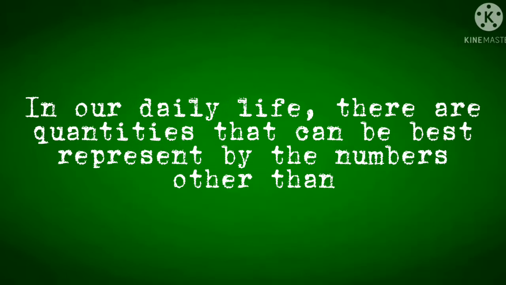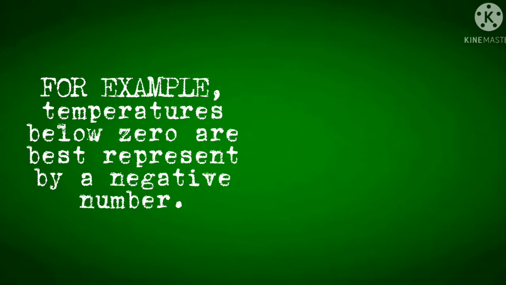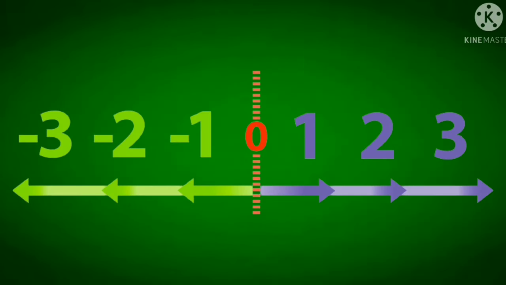In our daily life, there are quantities that can be best represented by numbers other than whole numbers, fractions, or decimals. For example, temperatures below 0 are best represented by a negative number. If there are positive numbers, there are also negative numbers, right?